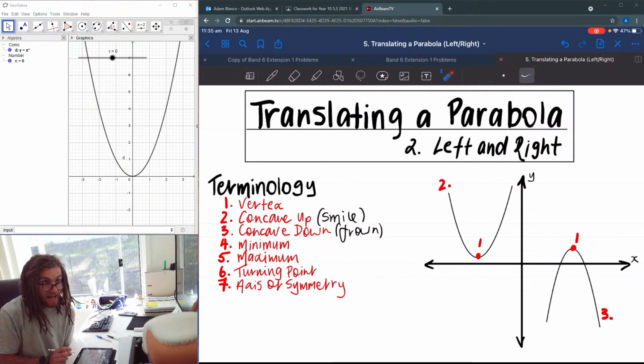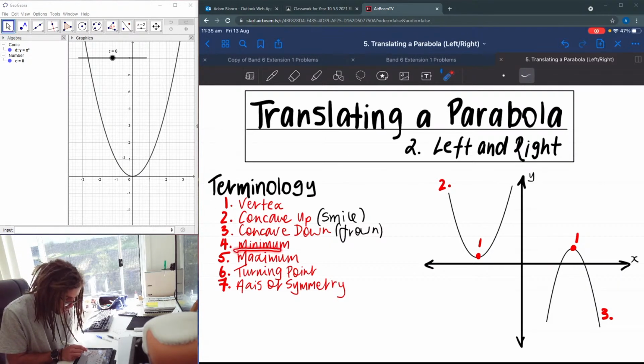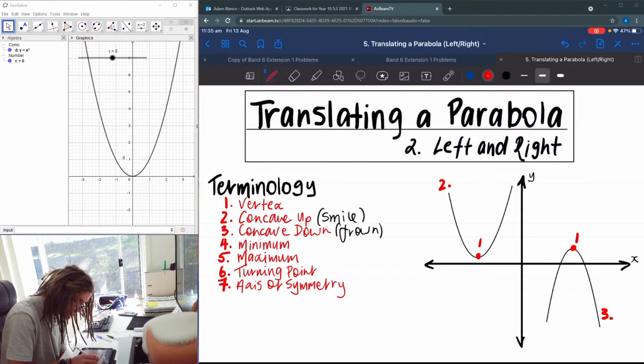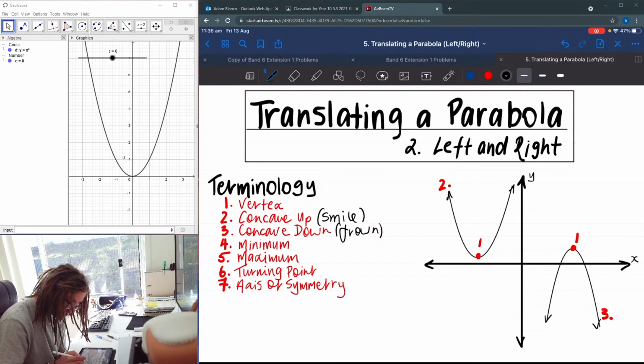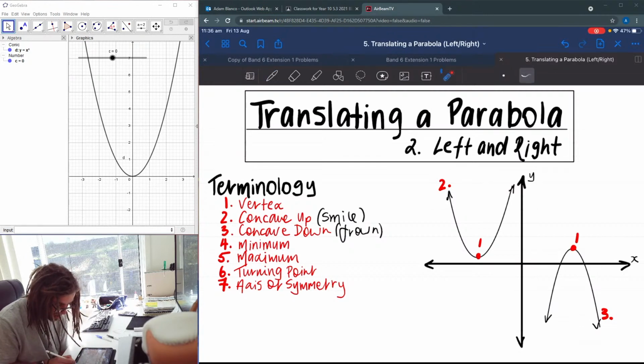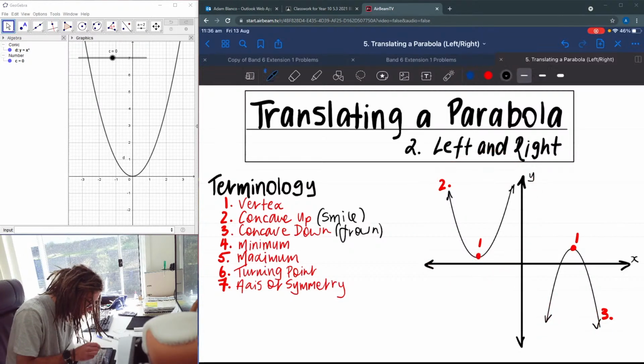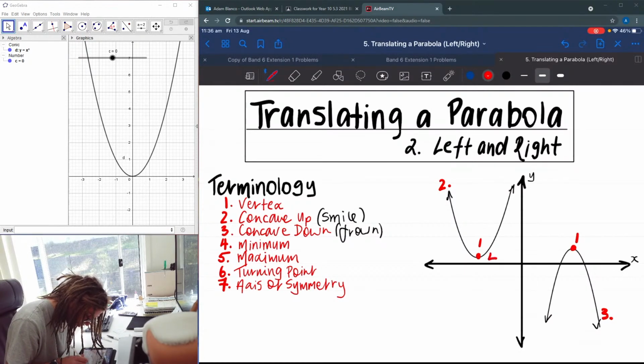A minimum. If a parabola has a minimum, that means it's got a lowest point. If you look at this one, it doesn't have a lowest point, because there are arrows that suggest this goes on forever. It doesn't have a minimum. In fact, its minimum would be negative infinity. Whereas this one actually has a minimum. It's this point here. So I can call that 4 as well.